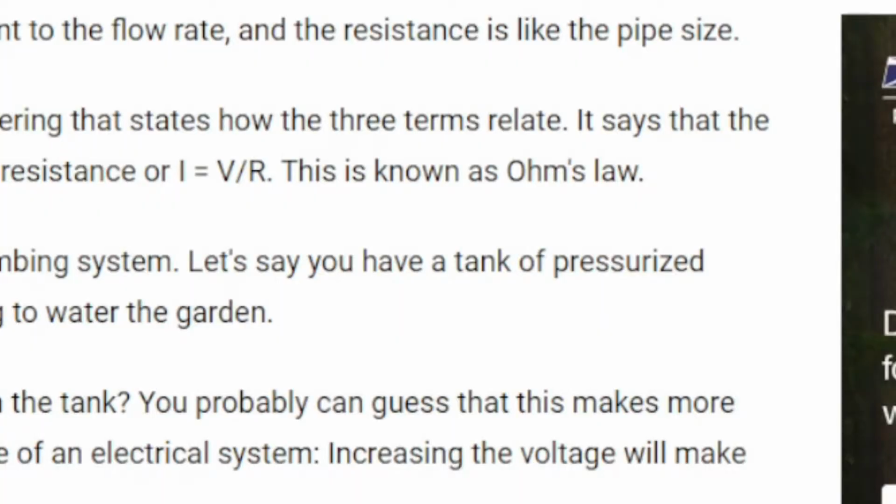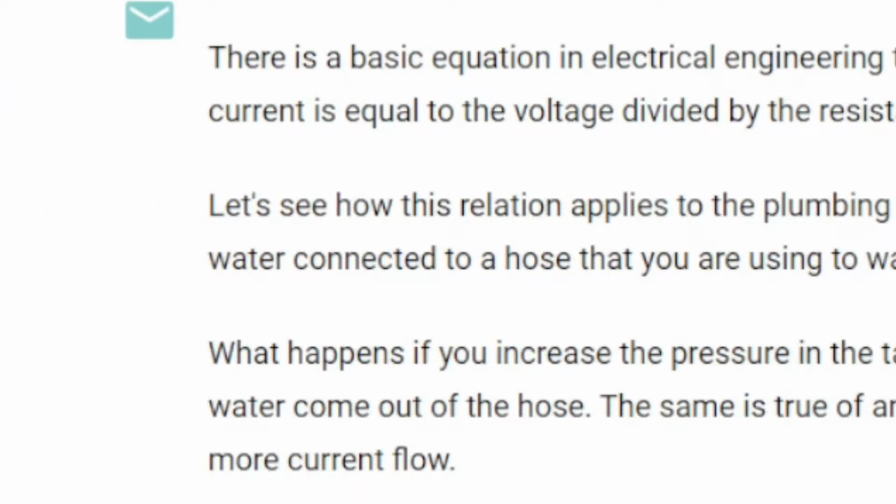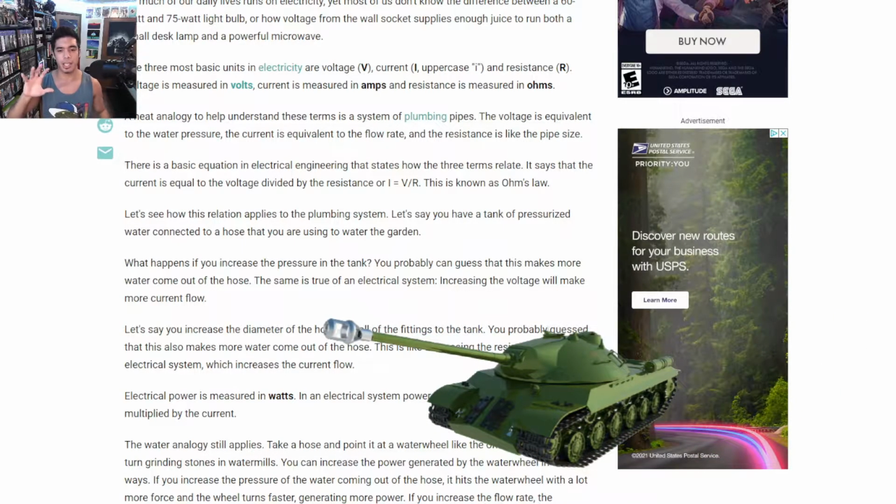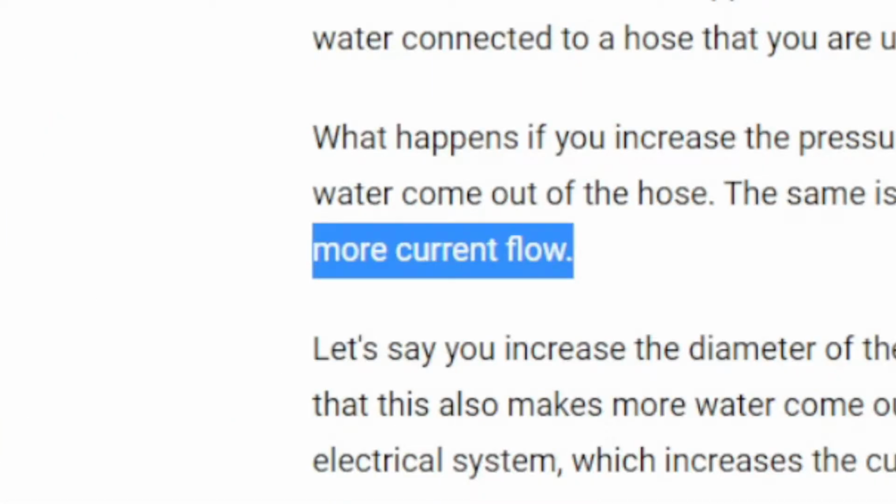Let's say you have a tank of pressurized water connected to a hose that you are using to water the garden. So what happens when you increase the pressure in the tank? You can guess that this makes more water come out of the hose. The same is true of an electrical system. Increasing the voltage will make more current flow.